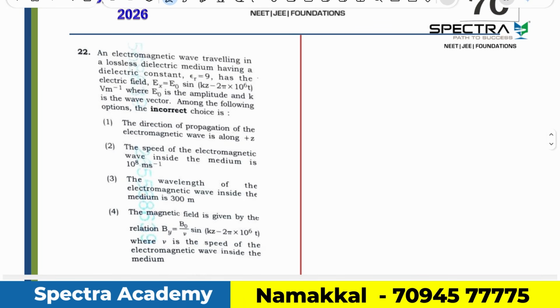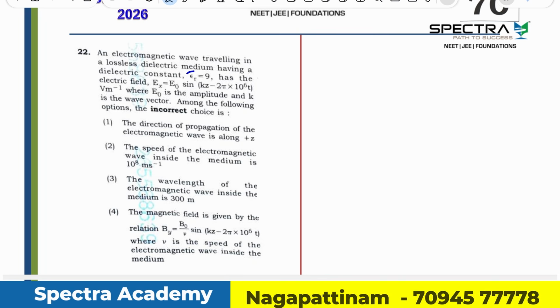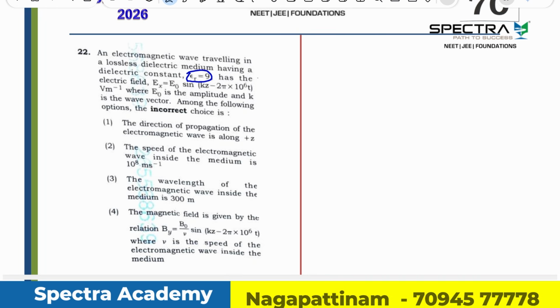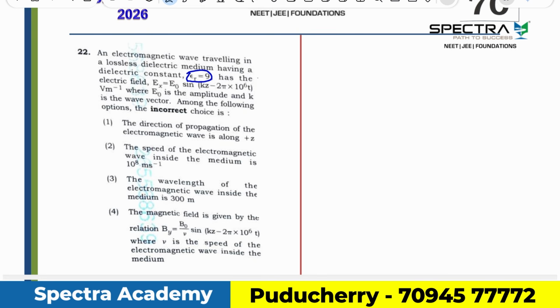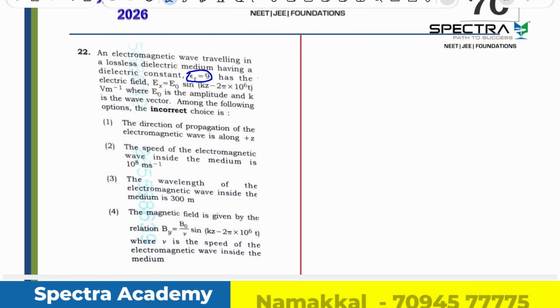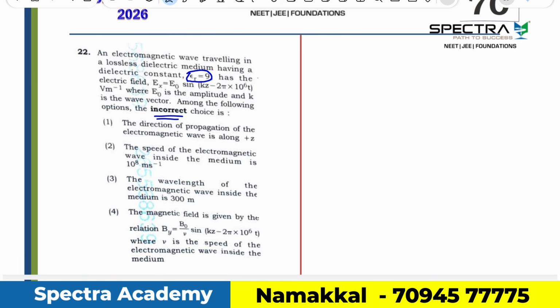Now coming to question number 22. An electromagnetic wave traveling in a lossless dielectric medium having dielectric constant epsilon r equal to 9 has the electric field Ex equal to E naught sine of kz minus 2 pi into 10 power 6 t volt per meter, where E naught is the amplitude and k is the wave vector. Among the following, choose the incorrect choice. Very careful. We have to find the incorrect choice.